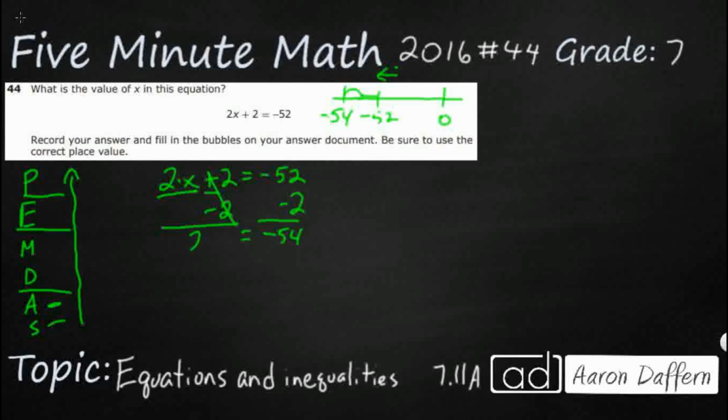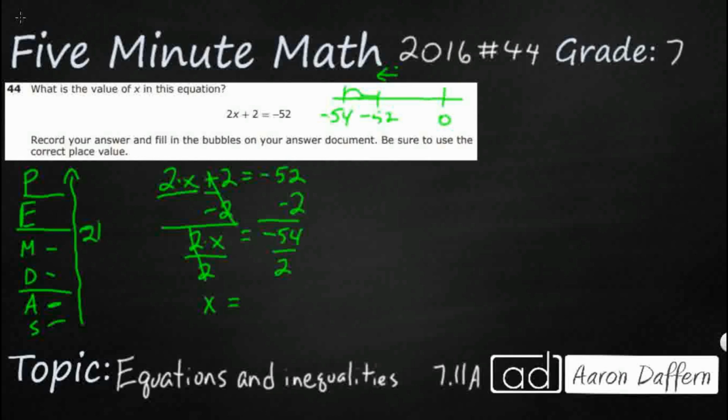And I've got my 2 times x, 2x, with a little dot there to show that it's 2 times x. That is being held on by multiplication, and the inverse of multiplication is division. So we are going to divide both sides by 2. That cancels itself out, so now we've got x by itself. So I've got negative 54 divided by 2.